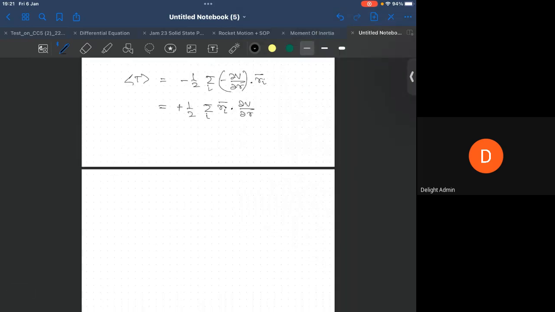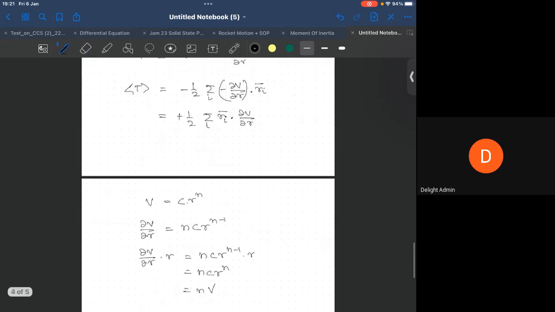So for that case, take the potential function V as c r to the power n. Then del V del r is n c r to the power n minus 1. Now del V del r dot r gives n c r to the power n minus 1 dot r, so this is n c r to the power n, which is n V.